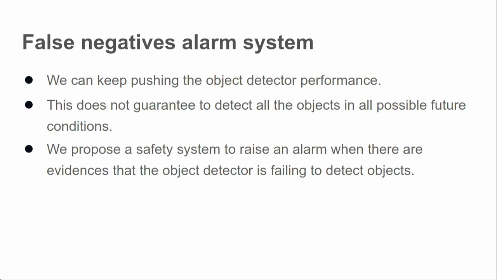The other line of research is the false negative alarm system, where the argument is, okay, you can push the performance as hard as you can to get better and better results, but you will never get a perfect model, a perfect classifier. Alternatively, you can build a monitoring system which monitors the reliability and performance of your model and maybe sounds an alarm. If I go back to the fluctuation of the performance, if you can detect this fluctuation, you can raise the alarm and say, okay, the conditions are not good.